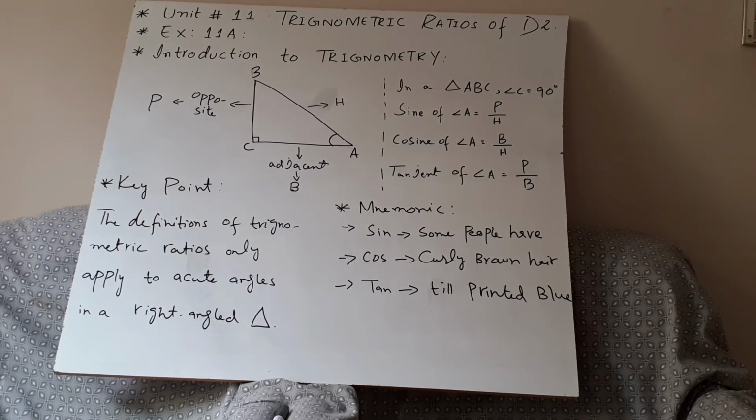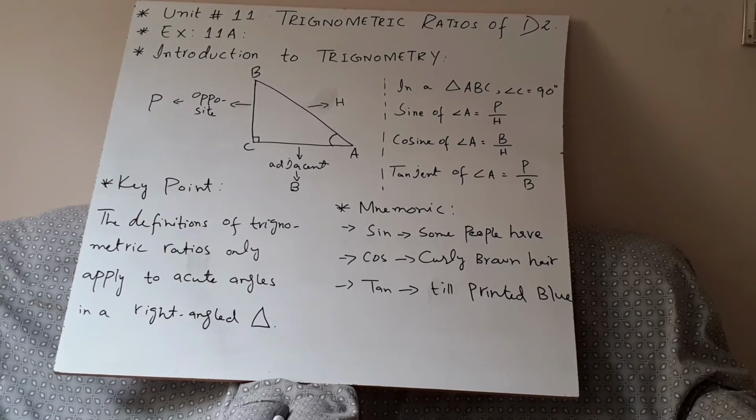If you want to remember these, you can use this mnemonic. For sine, some people have: S equals P over H, people P and H, P over H. For cos, curly brown hair: C equals B over H. And for tangent, till printed blue: T equals tan equals P over B. Just to remember these formulas, you can use this mnemonic: Some people have curly brown hair till printed blue.